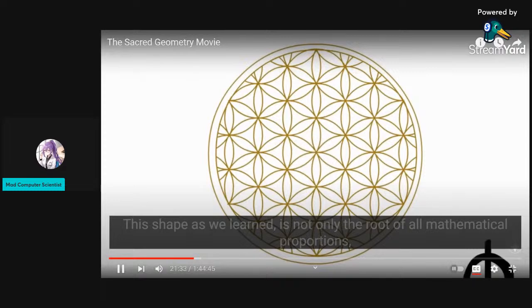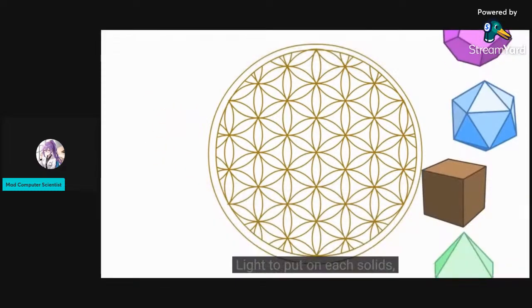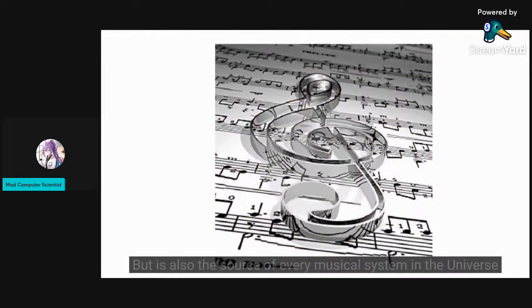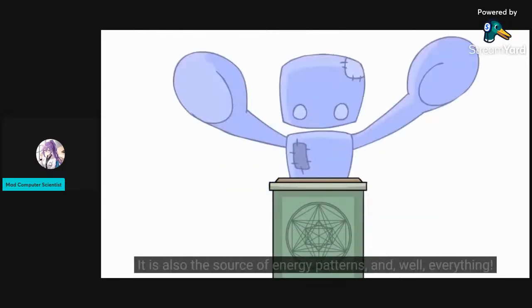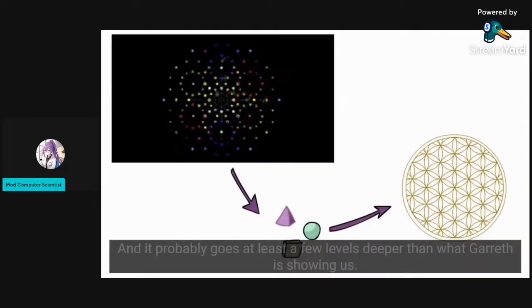Is not only the root of all mathematical proportion, light, the platonic solids, but is also the source of every musical system in the universe, including systems both used and unknown to modern man. It is also the source of energy patterns and, well, everything. It all comes from the flower of life. I believe this is what is at the heart of what's forming every subatomic particle formation, and it probably goes at least a few levels deeper than what Garrett is showing us.